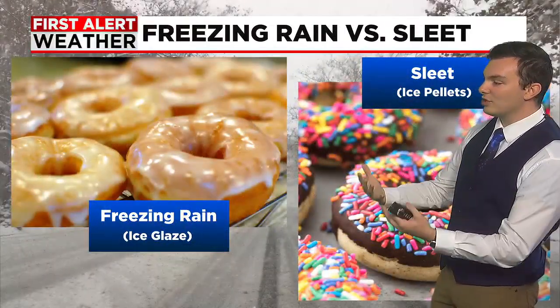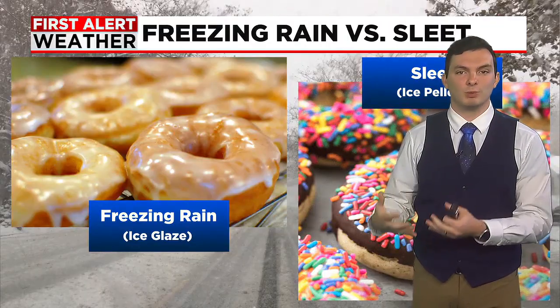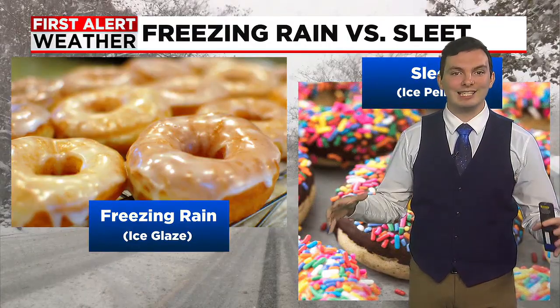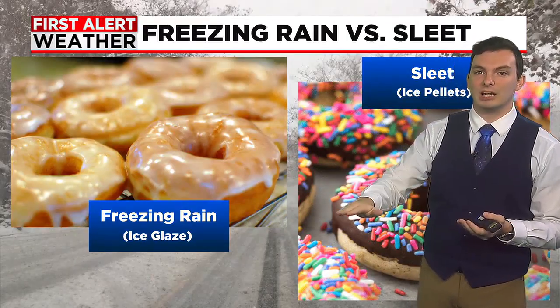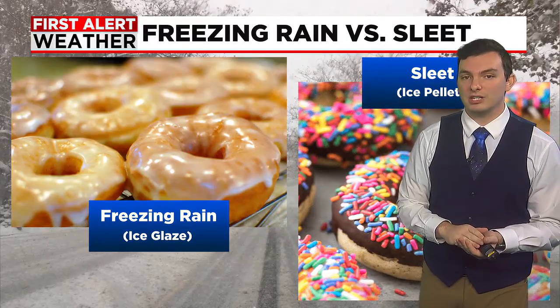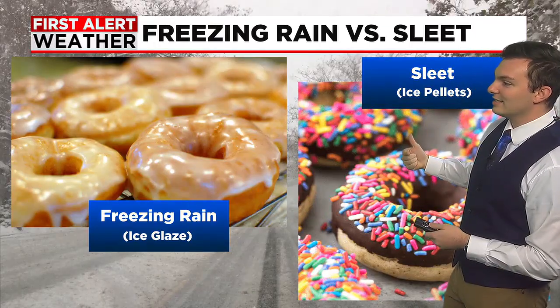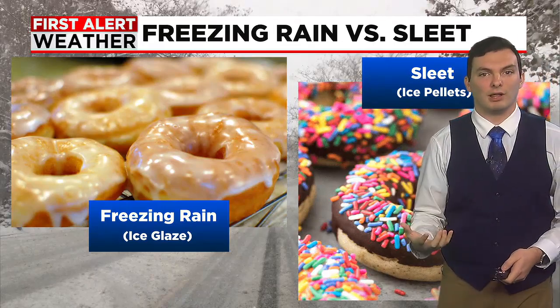Now, an analogy that we like to use, especially when we're talking to the kids at school visits, is telling the difference between what freezing rain and sleet is. Freezing rain usually gives that icy glaze over everything. So think of a glazed donut. Everything is completely sheeted in ice, and when it comes to road conditions, it's very dangerous with that slippery condition. Then as we take a look at sleet, we think of a sprinkled donut because there are more ice pellets in nature.